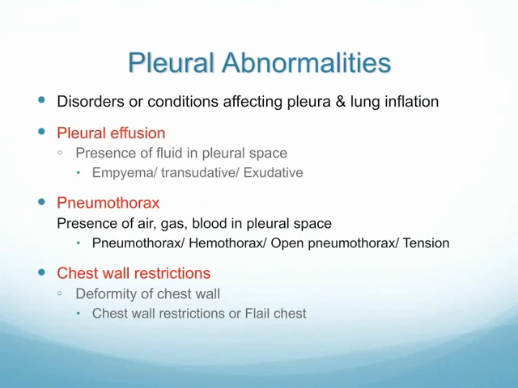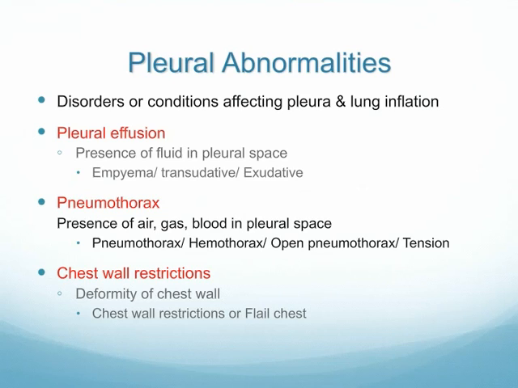We can have more fluid accumulate in there than should be in there, so maybe some edema has formed in that area. That's called a pleural effusion. If that pleural effusion becomes infected, we call it an empyema. So in an empyema, we have infected pleural effusion fluid. We can have a pneumothorax, which is the presence of air in the pleural space. We can have a hemothorax, which is the presence of blood in the pleural space.